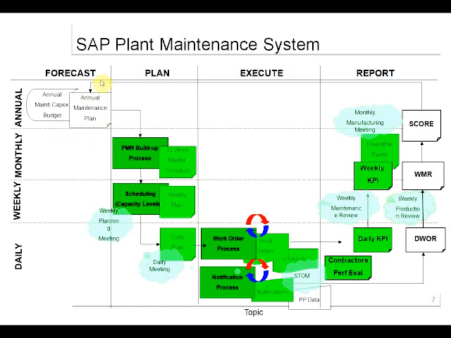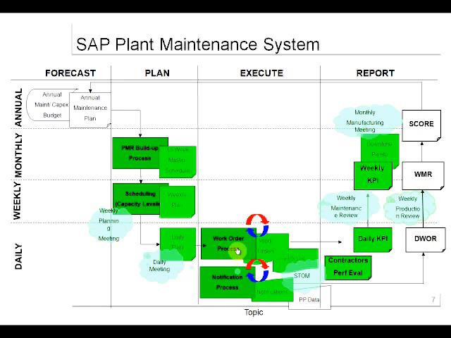In the system, initially we forecast the plan. Once the forecast is done, we do the plan: the 13-week master schedule, the weekly plan, the daily plan, the PMR build-up process, everything. We have weekly planning meetings, daily meetings, everything. Once we do the planning, we do the execution. Execution is of two types: work order process or notification process. The work order process is used if there is a cost involved. If there is no cost involved, then we do the maintenance notification process.